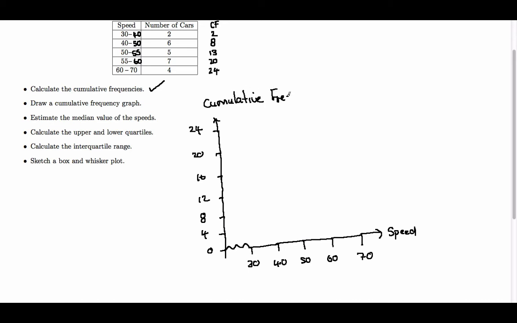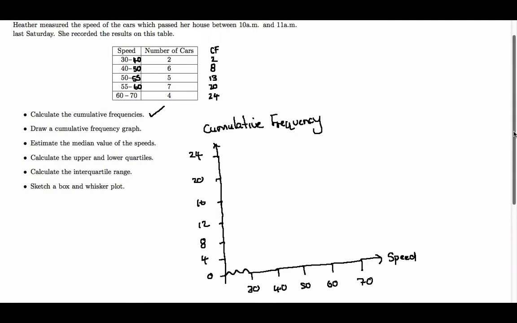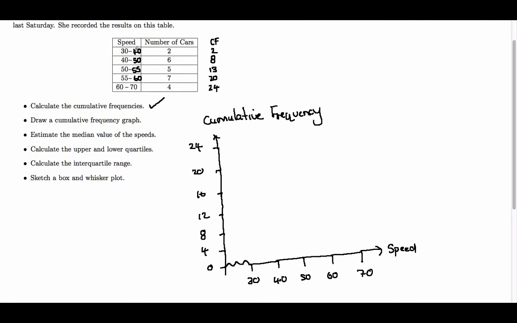Now I should say that when you draw these, you should use a pencil and a ruler, lined or even better squared graph paper, to do a more accurate drawing. Now to plot the graph, we always go to the upper limit. So for the 30 to 40 cumulative frequency of 2, we go along to 40 and put a cross at 2.